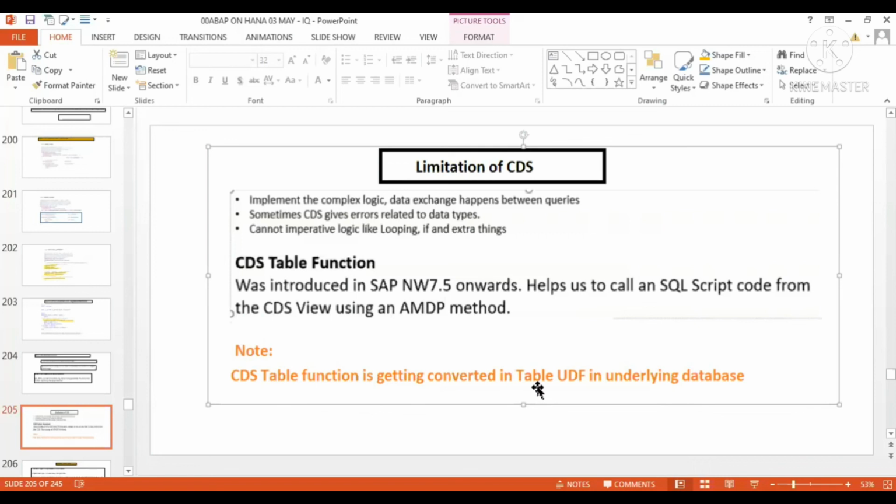A CDS table function gets converted into a table UDF in the underlying database. So when we create a CDS table function, in what artifact at the database layer is it going to convert? So the answer here is the table UDF, right?